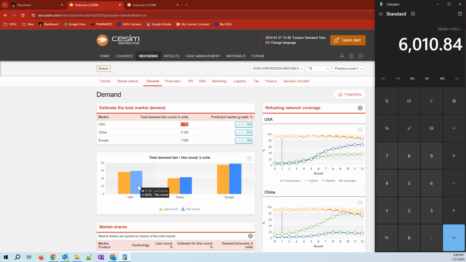So the last year market size was about 5.75 million units, and this year my estimated market size in USA is 6 million units. My estimated size in China is about 4.33 million units, and my estimated size in Europe is about 7.86 million units. Europe still seems to be very big in terms of market size. Okay, I hope this was helpful.